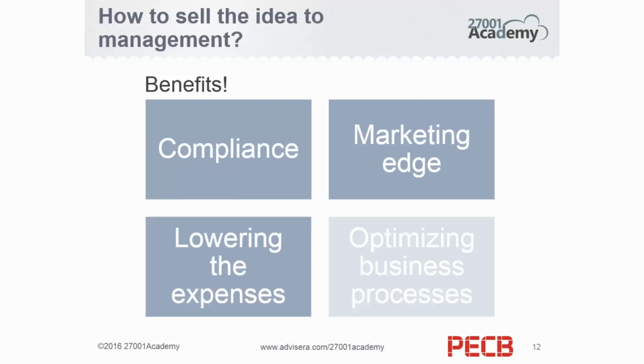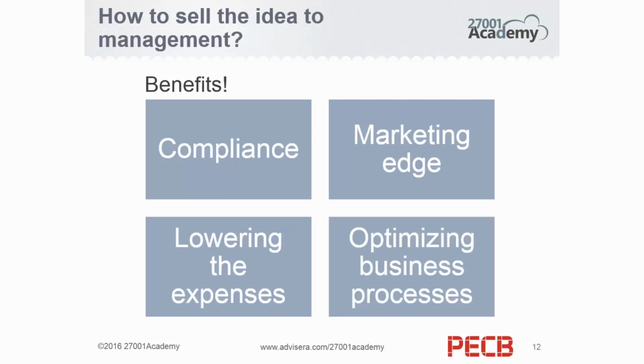Also lowering the expenses. The whole idea of ISO 27001 is to prevent incidents from happening. If you invest a certain amount of money into the implementation of ISO 27001, most likely you will prevent some incidents from happening, and the cost of these incidents is probably going to be like 10 times bigger. So you're investing now to save money later, which means you will be able to lower the expenses, maybe not in the short term, but in the next 2 or 3 years.